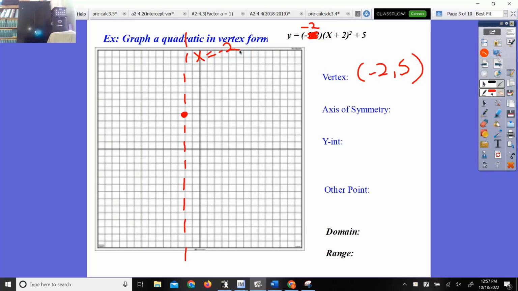Now, you don't have to do this, but it's something I always like to go after because it's easy. How do you find the y-intercept? X equals 0. Because on the y-axis, what is x? 0. That's why you do it. So let's plug a 0 in this thing and see what we get back. Y would be negative 2 times 0, add 2 squared plus 5.